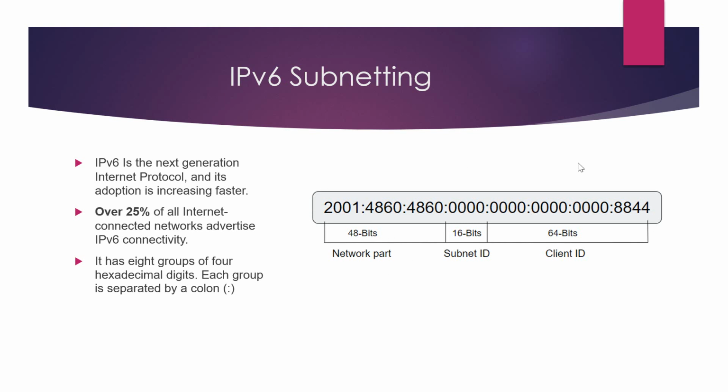If we look at IPv6, it has 8 groups of 4 hexadecimal digits. You see here 4 hexadecimal digits and a total of 8 groups separated by colons. And the first 3 are used for the network part. It's like IPv4. IPv4 has different classes, and there are network digits and client digits. Likewise here, it has a network portion, a subnet portion and a client ID portion.